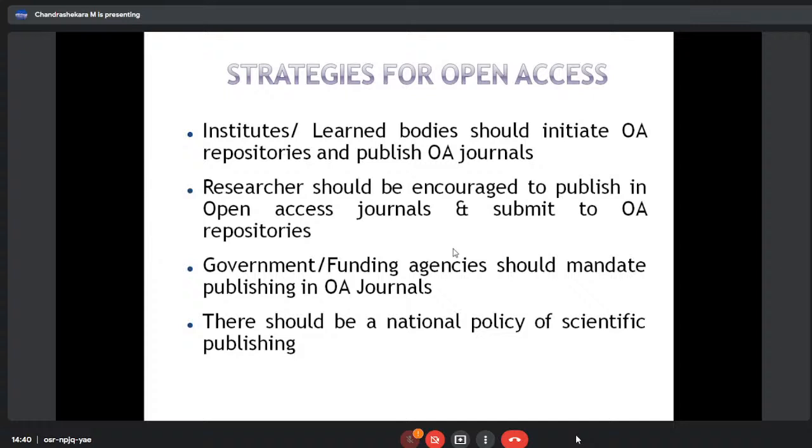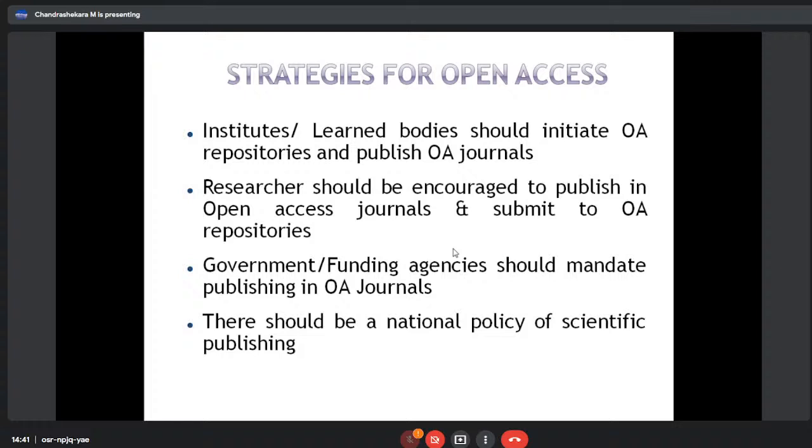Researchers should be encouraged to publish in open access journals and submit to open access repositories, because they can publish it and after that also put it in an open access repository, also an institutional repository. The government or the funding agency should mandate publishing in open access journals. There should be a national policy of scientific publishing.